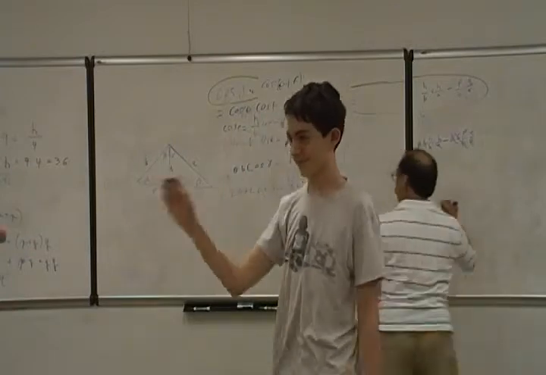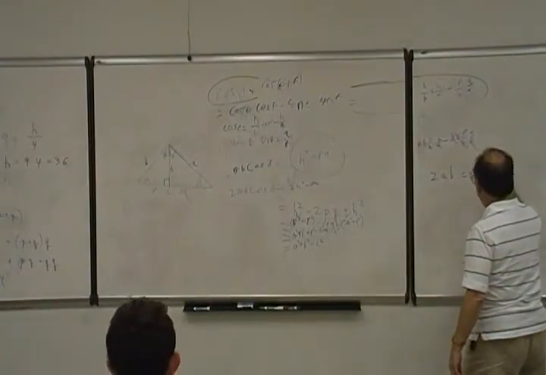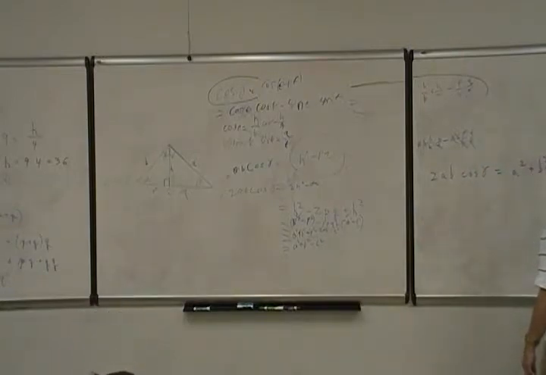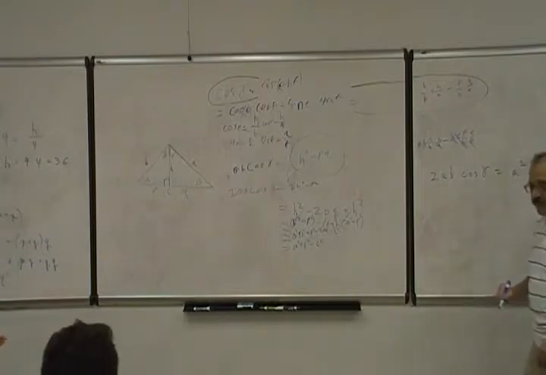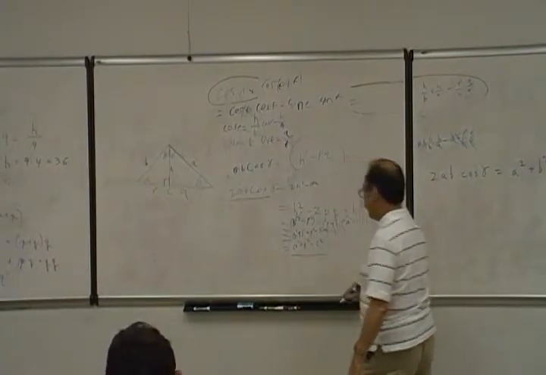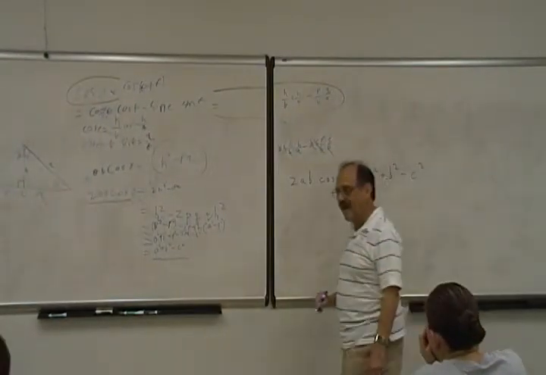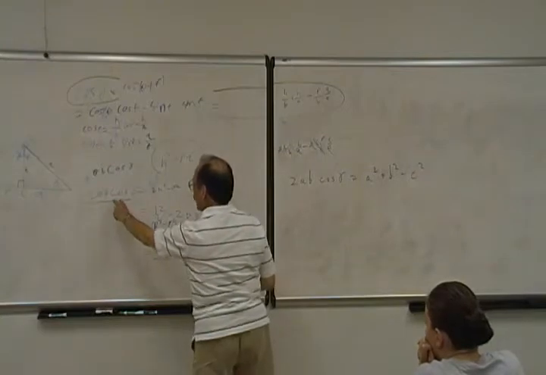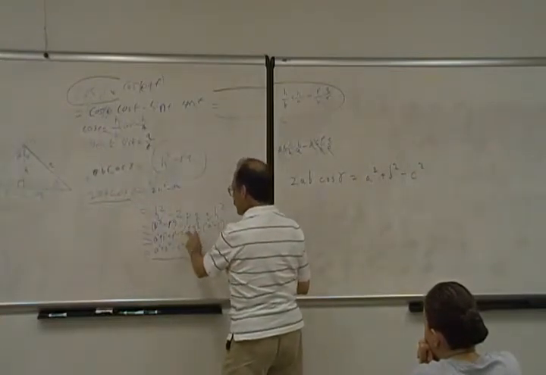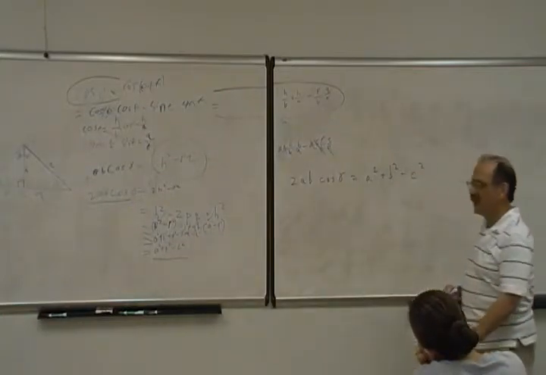What Mark has found was 2ab cosine gamma is equal to a squared plus b squared minus c squared. Wait, how'd you get that? Have you not been paying attention? Here equals there. He has. He just lost track of where we got started. So this was equal to this, which was equal to this, which was equal to this, and I summarized it all there.